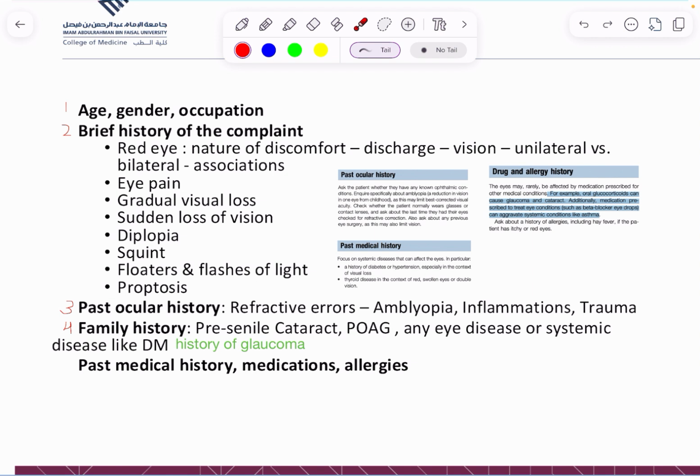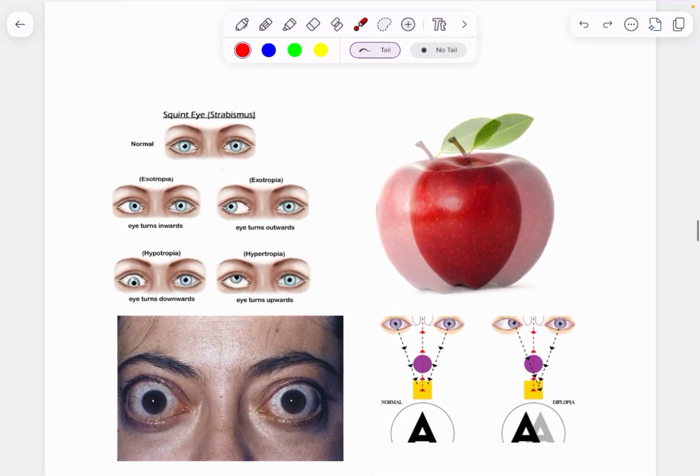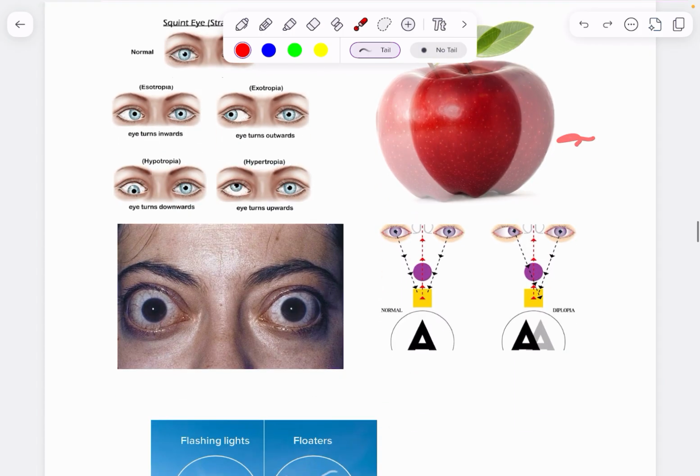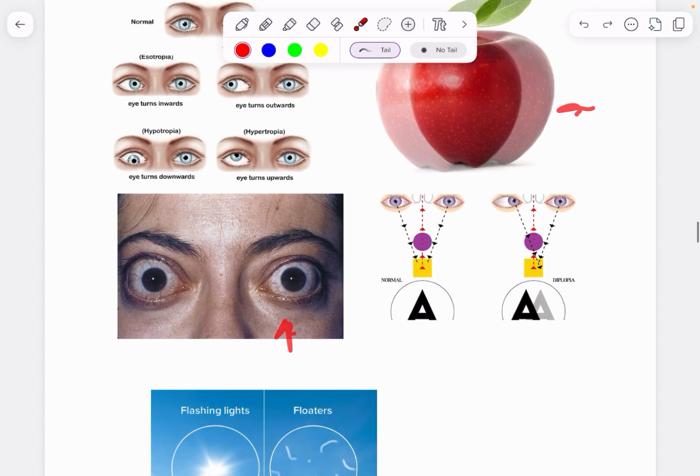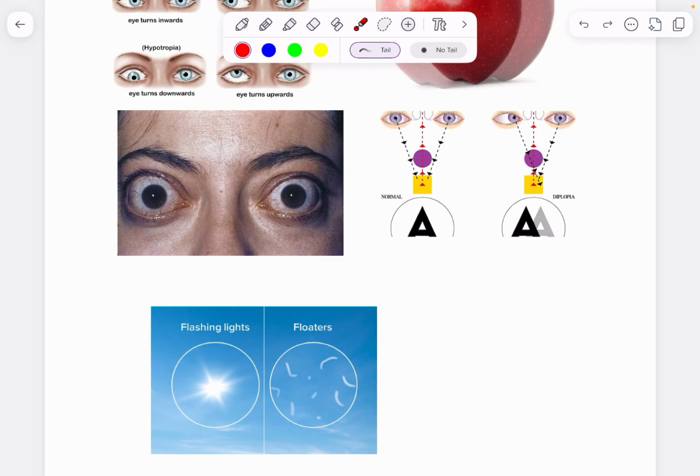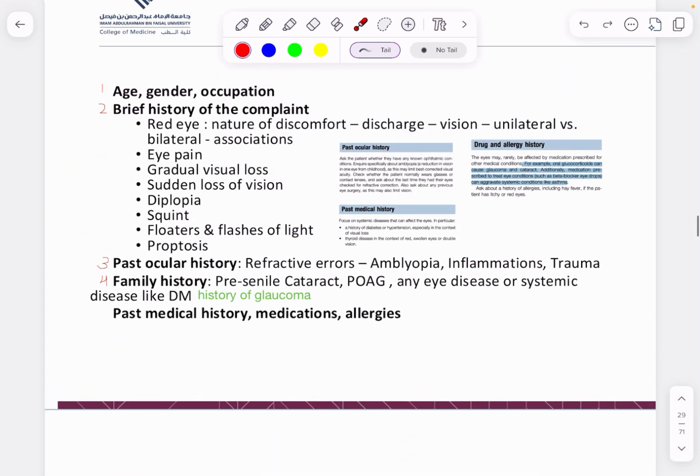You're going to take a history of the complaint. What are most complaints going to be? Red eye, pain, if they have some type of sudden or gradual vision loss, diplopia, which is double vision. You also have squint, floaters and flashes, proptosis. Okay, this is what we mean by squint. It's also called strabismus. This is diplopia. This is proptosis. Usually you'll see it in Graves, but this is another example of diplopia. These are floaters, these are flashing lights. So you want to ask about all these different things and how they appeared with the patient or how long they've had it.